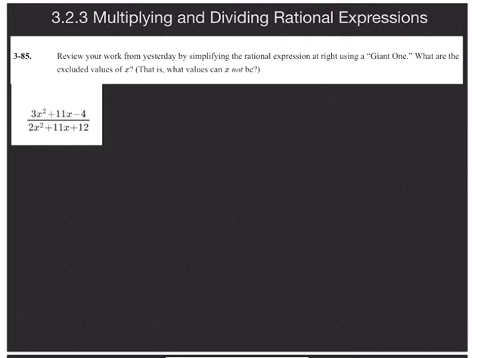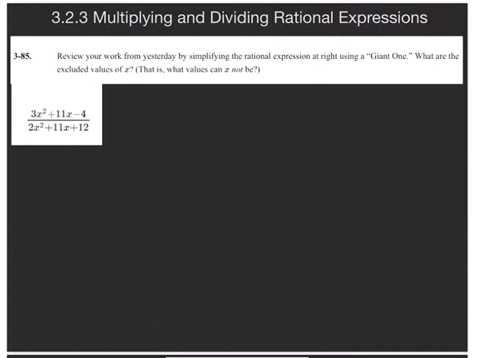So review your work from yesterday, or I guess I should say the previous section, by simplifying the rational expression at the right using a giant one. What are the excluded values of x? That is, what are the values that x cannot be? And anytime we have a fraction, we know we have to look at what part of it? Right, we have to always look at the denominator, because the denominator cannot equal 0. So we have to find values that if we plugged them in for x would make that denominator 0, because we cannot divide by 0, right?